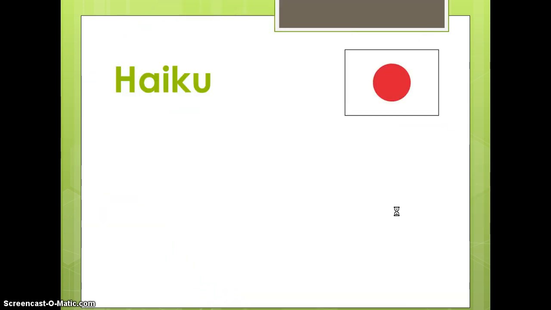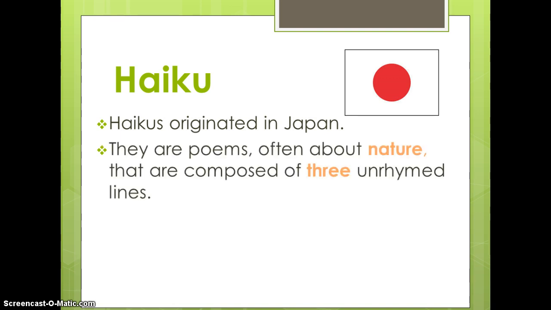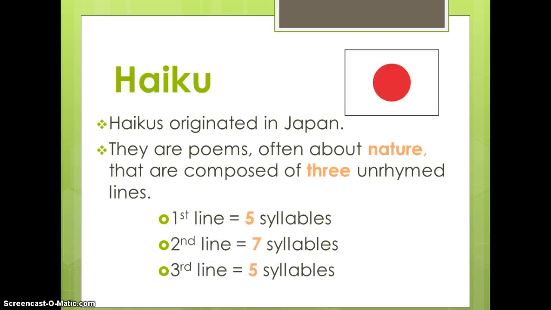What's next? A haiku. Haikus come from Japan originally, but now they're written all over the world. These are poems, usually or often about nature, that are composed of 3, just 3, unrhymed lines. The first line has 5 syllables, the second 7, and the third, again, 5 syllables.